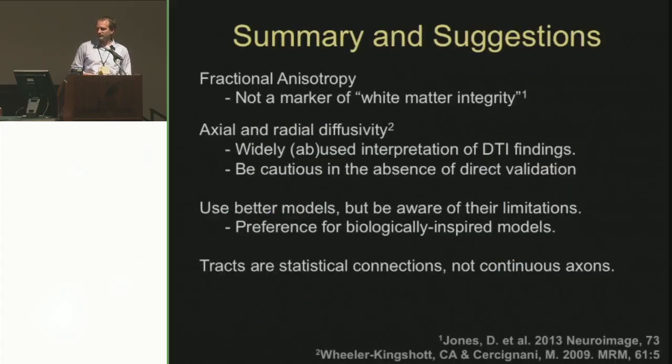So to wrap up, in summary: fractional anisotropy, as we've seen, is not truly a marker of white matter integrity. And axial and radial diffusivity, while they provide some insight into DTI findings, as we've seen, DTI is really only good in a single coherent fiber population. My preference is for biologically inspired models to help us really get at some of these particular elements. However, again, we must understand that every model has its own assumptions, and we must be keenly aware of those when we're trying to interpret it.